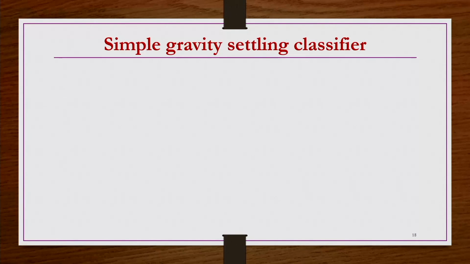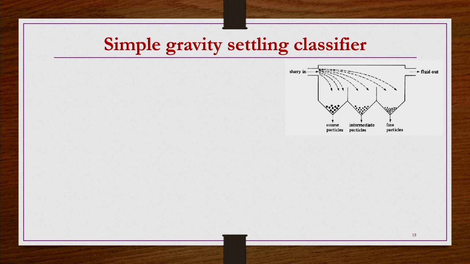Another equipment is the simple gravity settling classifier. Here we have a large tank, but it is divided into several sections. I have shown only 3 sections, it can be more than 3 sections also. The slurry containing the particles comes in on the left-hand side at a certain velocity, and the slurry has particles of different size distribution.